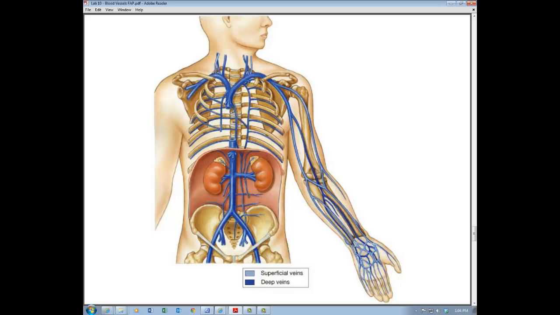And then again, just like we saw with the arteries, this large vessel in the abdomen divides to become the common iliac. So this is the common iliac vein, which drains the legs.